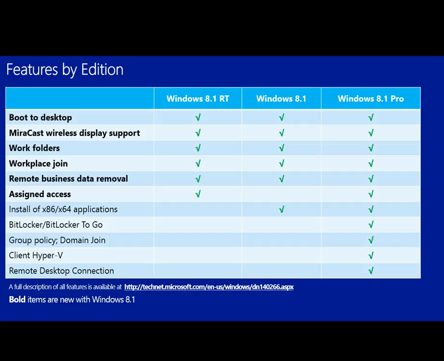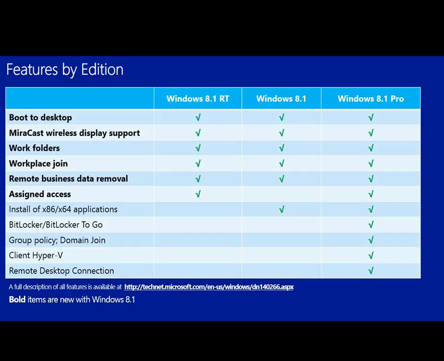Plus, another difference between 8.1 RT and 8.1 only is 8.1 RT is for 32-bit applications only, while with Windows 8.1, you can install 32-bit and 64-bit applications. That's it. That's how simple it is. That's the difference between Windows 8.1 RT versus 8.1. Okay? I hope that's clear. Next, when do you purchase 8.1 versus 8.1 Pro?